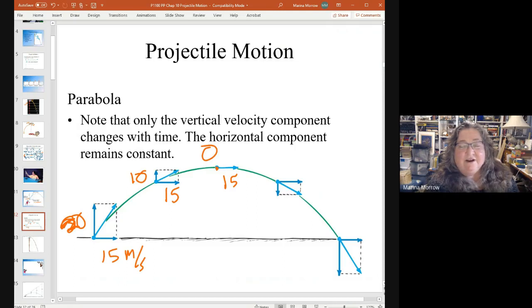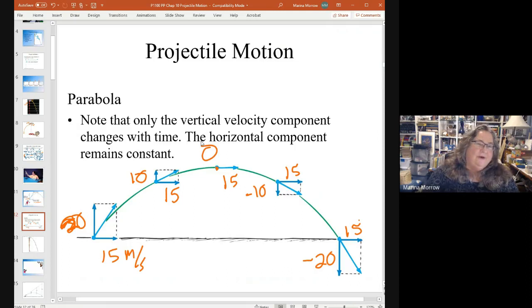And then as it starts to go down, picking up speed in the vertical direction, the vertical will be back to 10 meters per second, but now it's going to be negative. The horizontal is still 15, and then it'll get back to the position where it started. Now the horizontal is still 15, but the vertical is now negative 20 meters per second. Okay, so the vertical component changes, the horizontal remains constant.